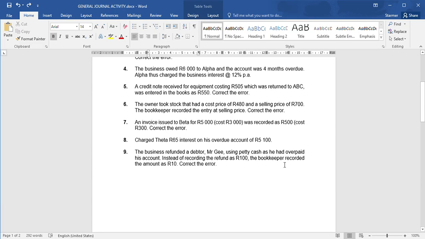Okay, then the next one. The owner took stock that had a cost price of 480 and a selling price of 700, and the bookkeeper recorded it at its selling price in error. Alright, remember the owner always takes stock at cost price rather than selling price. We increased drawings by 700. We should have only increased it by 480.